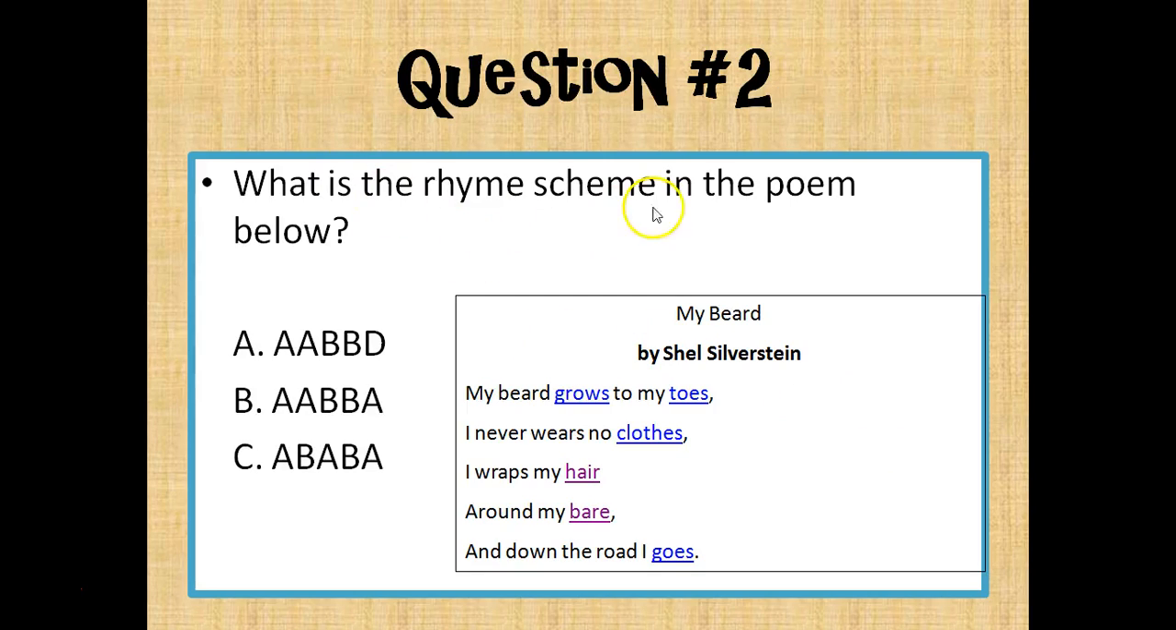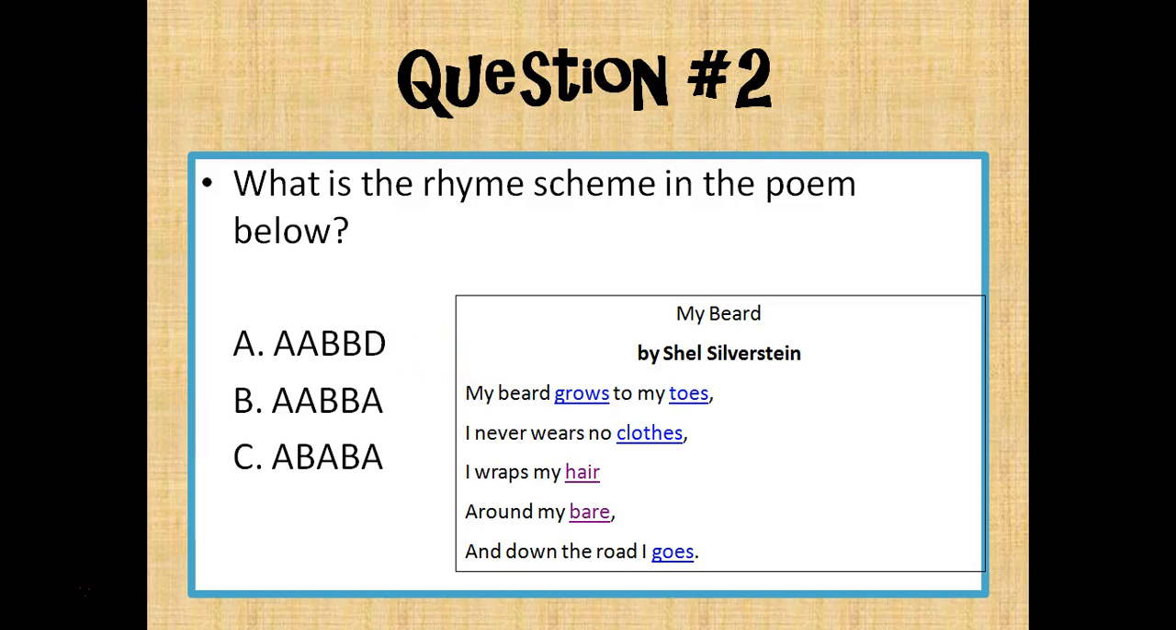Question number 2. What is the rhyme scheme in the poem below? It's called My Beard by Shel Silverstein. My beard grows to my toes. I never wears no clothes. I wraps my hair around my bear, and down the road I goes. So if you'll notice, the end words in the lines, toes, clothes, and goes, rhyme. Hair and bear rhyme. So knowing that, what would be the rhyme scheme?